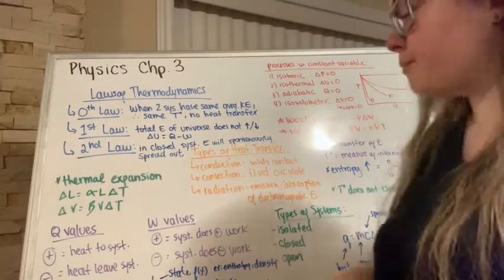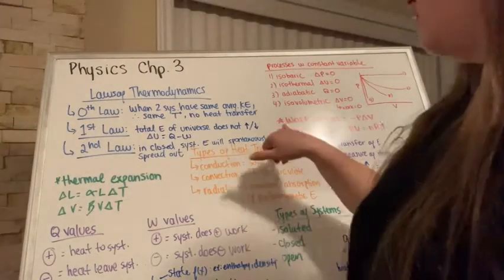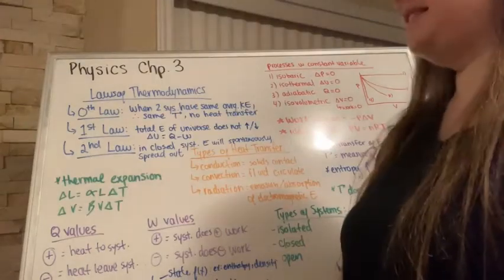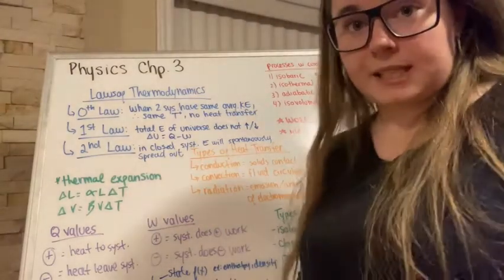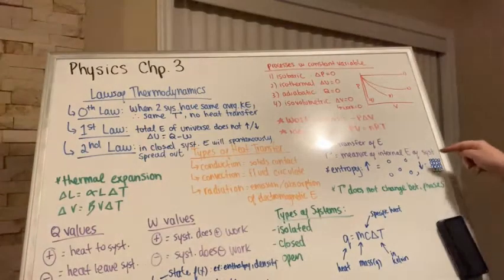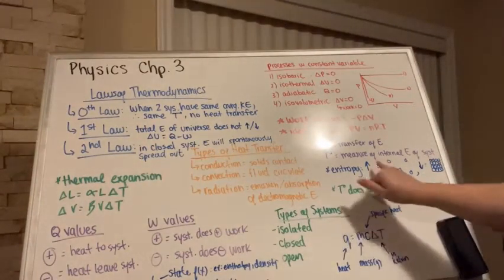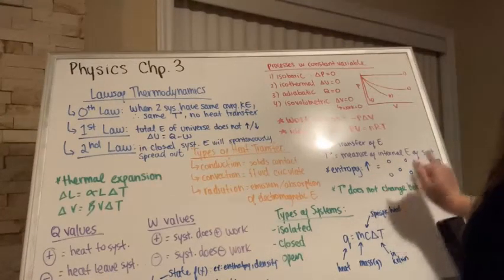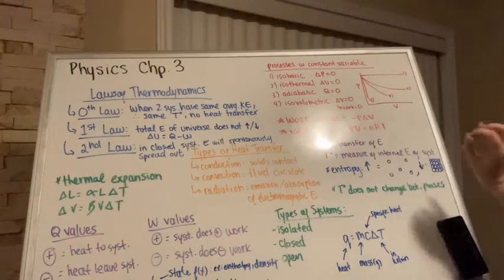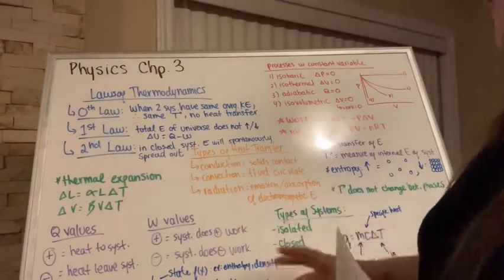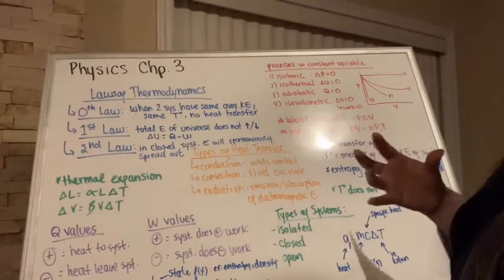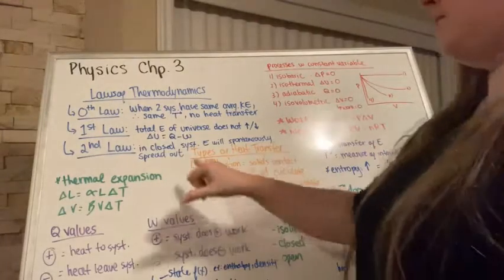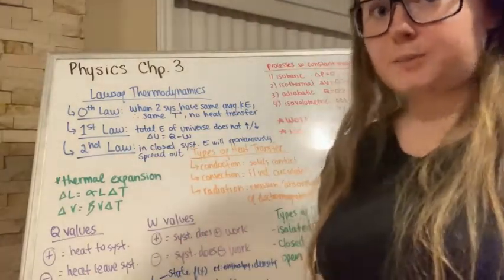So the last law of thermodynamics is the second law, and it states that in a closed system, energy will spontaneously spread out. And we also know that as entropy, and we show it over here a little bit. So high entropy means more disorder. A gas, for example, has more entropy compared to a solid where the particles are not as spread out. So it's just the amount of spread-outness that the particles have. That is entropy, and that is what we see in the second law of thermodynamics.